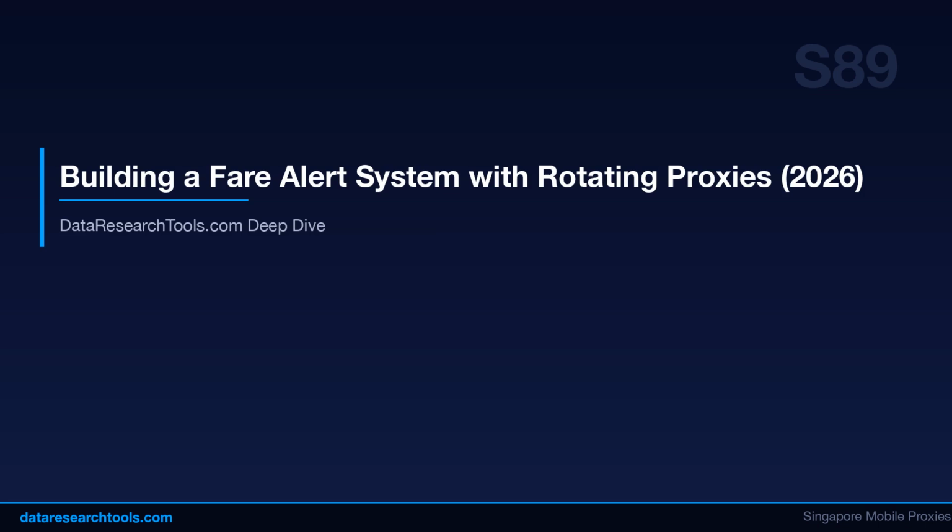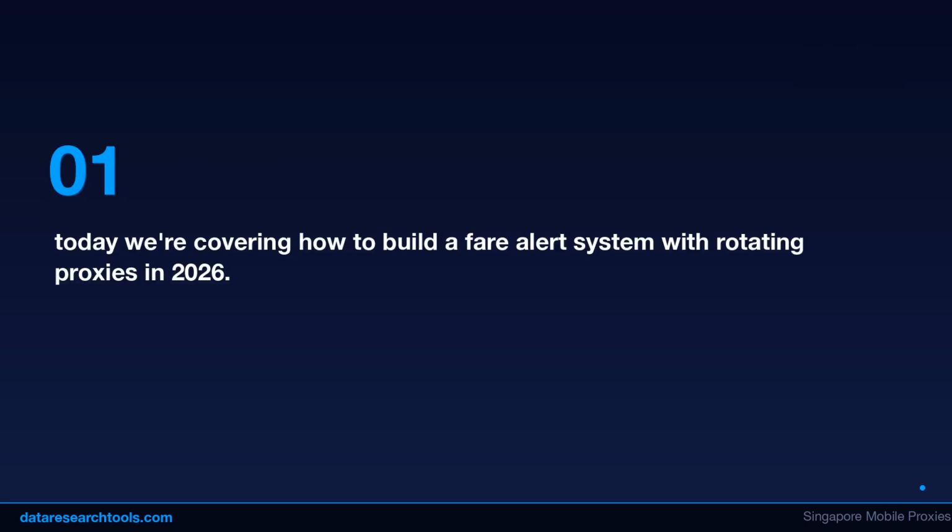Today we're covering how to build a fare alert system with rotating proxies in 2026. Tracking airfare prices manually is a losing game. Fares change thousands of times per day across hundreds of routes, and by the time you spot a deal, it may already be gone. A fare alert system powered by rotating proxies solves this by continuously monitoring prices across airlines and OTAs, then notifying you the instant a fare drops below your target threshold.